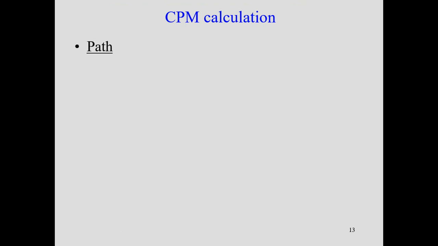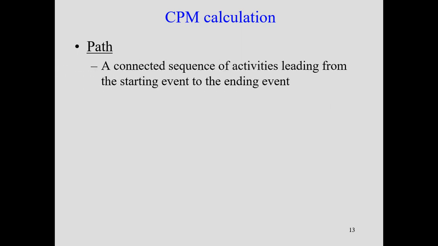So the next thing is how to do the CPM calculations. There are some terminologies, starting with the path. It's a connected sequence of activities leading from the starting event to the ending event. That is known as the path. So you start from the starting node until the ending node; the route followed through the network is indicated by the term path.